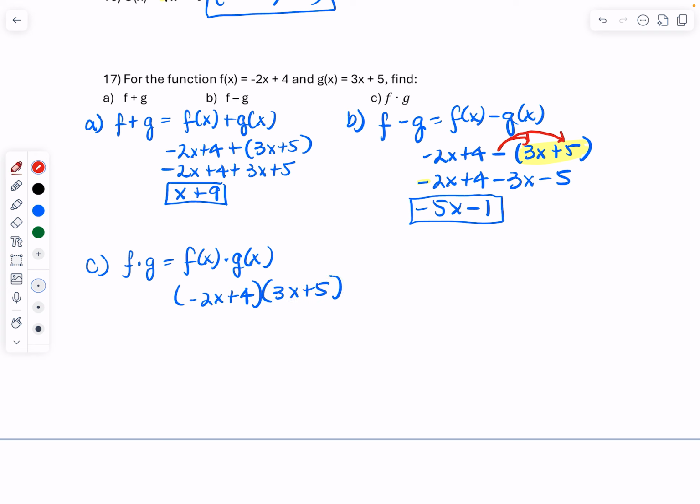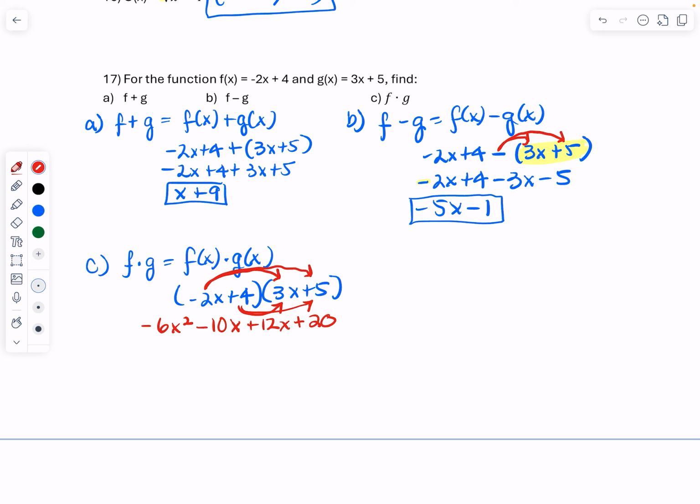Now I will need to FOIL this out. So negative 2x times 3x gives me negative 6x squared. Negative 2x times a positive 5 gives me a negative 10x. 4 times 3x is 12x. And finally, 4 times 5 is 20.